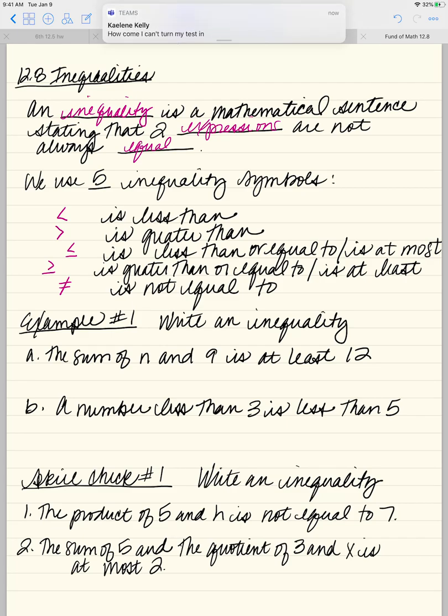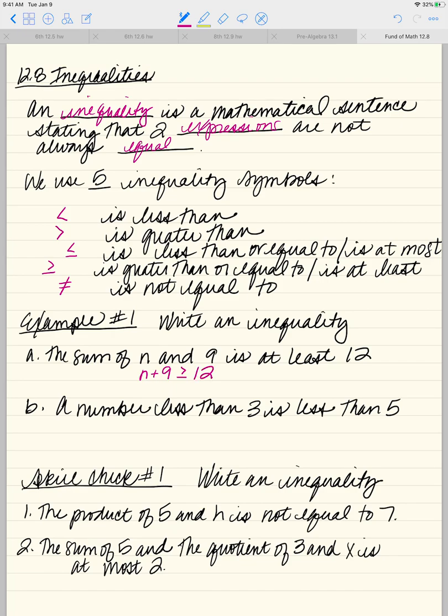So example number 1 says, write an inequality. The sum of n and 9 is at least 12. The sum tells us we are adding, what are we adding? N and 9. N plus 9 is at least 12. That means n plus 9 might be equal to 12. It's at least 12, so it may be equal to 12, but it might be bigger than 12. Is at least means it's either equal to 12 or bigger than. So n plus 9 is greater than or equal to 12.